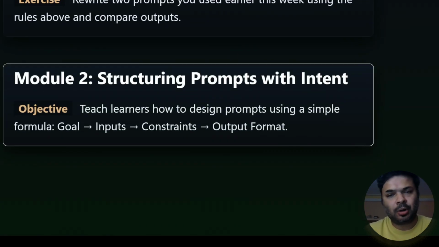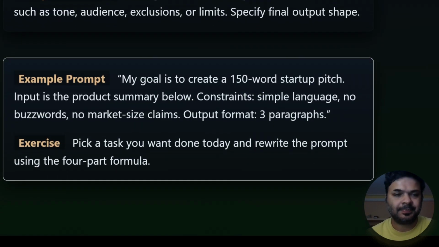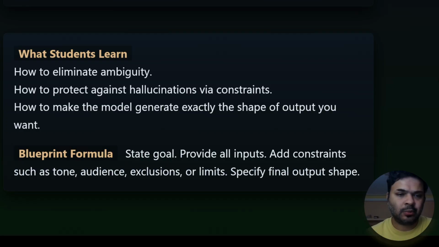Then it is structuring prompts with intent. Teach learners how to design prompts using the simple flow formula: goal, then inputs, then constraints, finally the output format, the four-step process. And how to eliminate ambiguity, how to protect against hallucinations via constraints, how to make the model generate exactly the shape of output that you want.